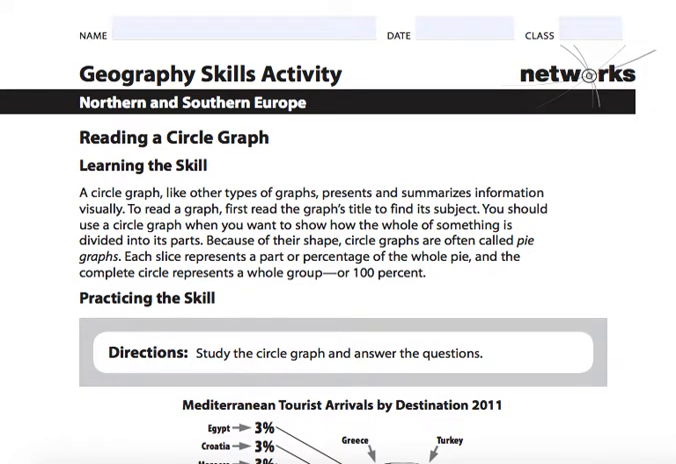Today in Geography 8th grade, we're going to take a look at our Chapter 12 Geography Skills activity for Northern and Southern Europe. The skill that we're looking to advance today is that of reading a circle graph. Let's go through our reading on learning the skill.